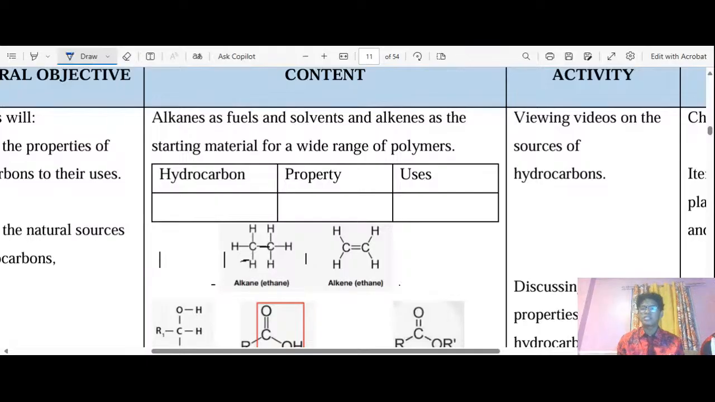Something that needs to be noted is the difference between alkanes, alkenes and alkynes; remember that properly. There is something called a single bond, a double bond, and a triple bond. So alkane has a single bond, alkene, which is ethene, has a double bond, and alkyne has a triple bond. Make sure that's right.